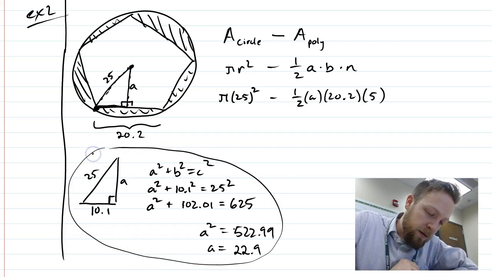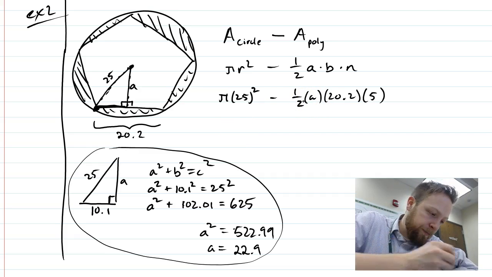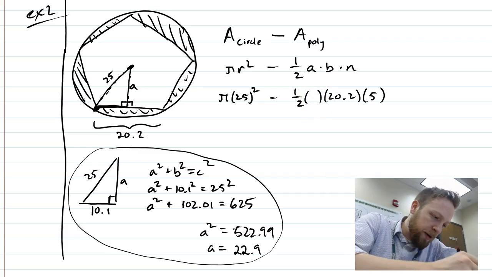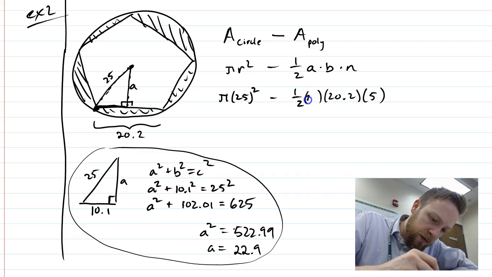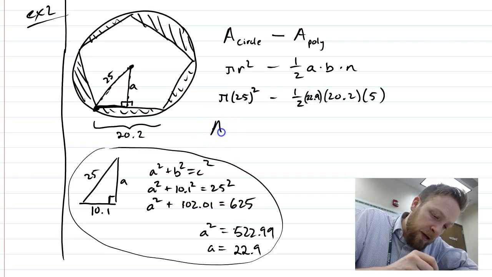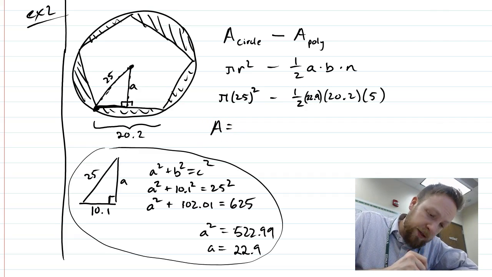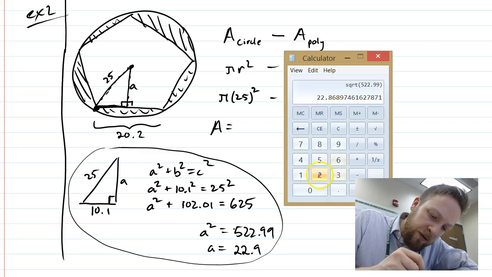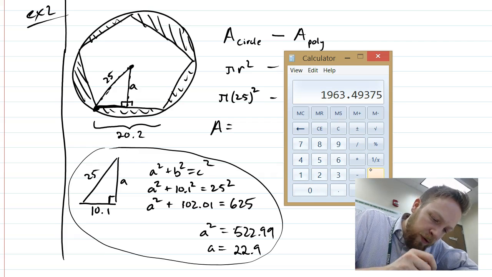All right, so remember, we have to do this sometimes. We have to figure out our apothem. But that's not bad now. I can go here, and now instead of A, I can plug in my apothem. So actually, why don't I erase this and sneak in 22.9. All right, so the area total is going to be my circle. Let me figure that out. 25 times 25 times 3.14159, 1963.5.